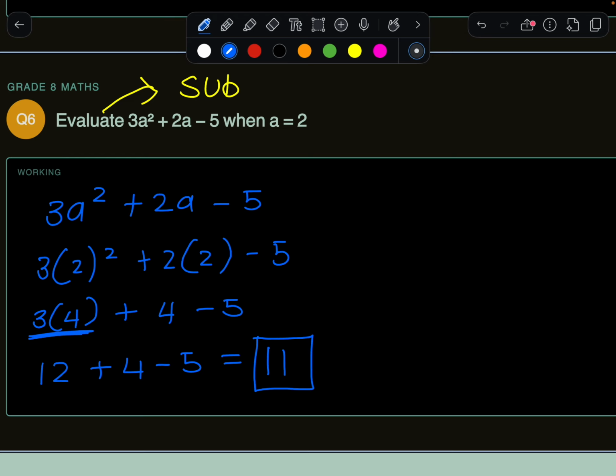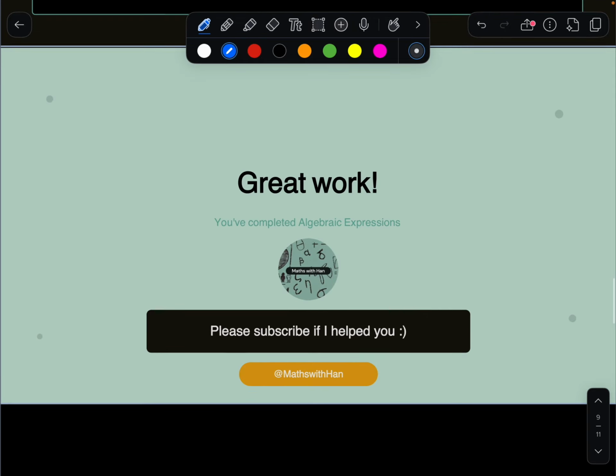Okay, so that is a really quick work through of algebraic expressions.